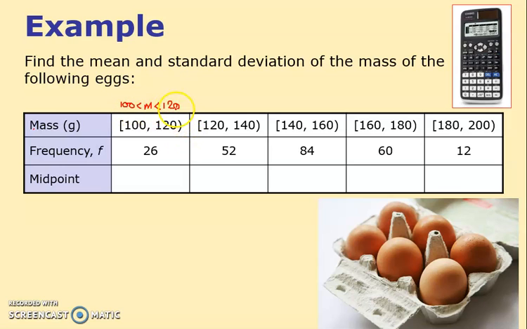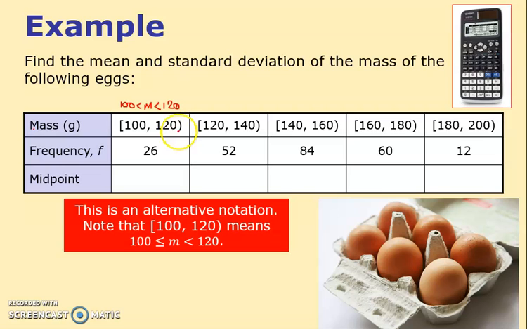It's between 100 and 120, but now I'm writing 100, 120. Notice the slightly weird brackets. Now it does say that when it's a square bracket, it can be equal. So that really is equal. But when it's a curly bracket, it's not equal.